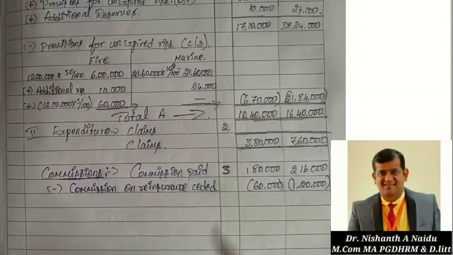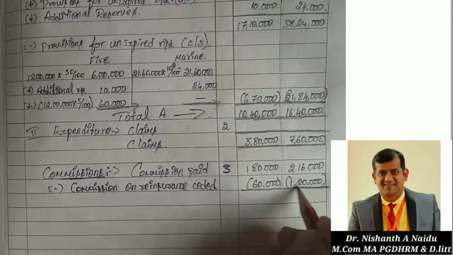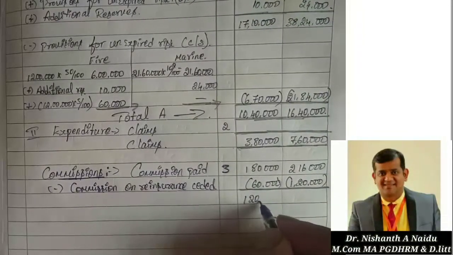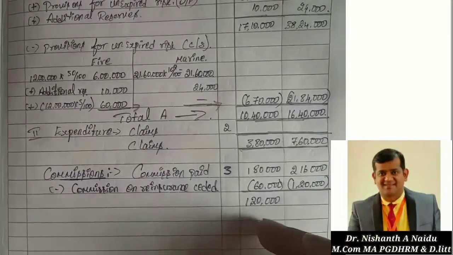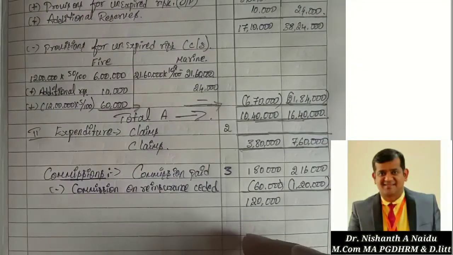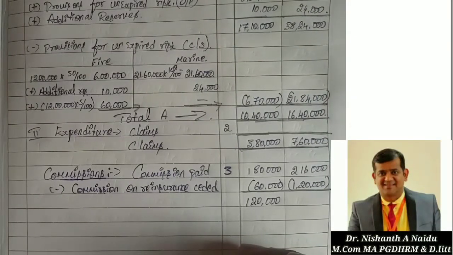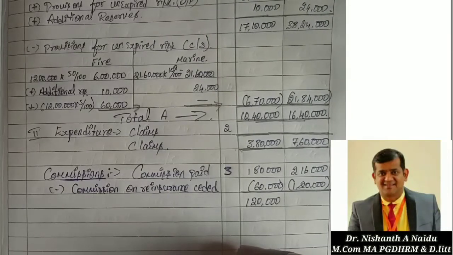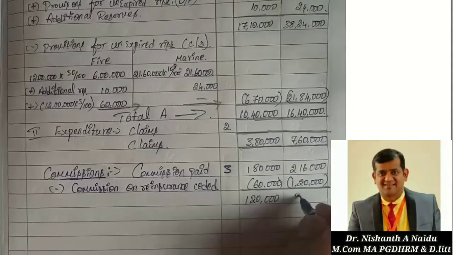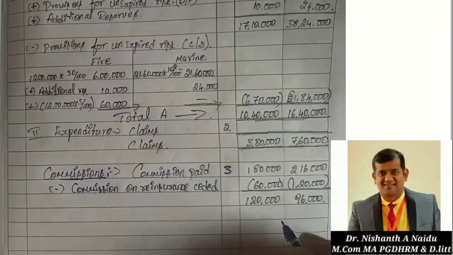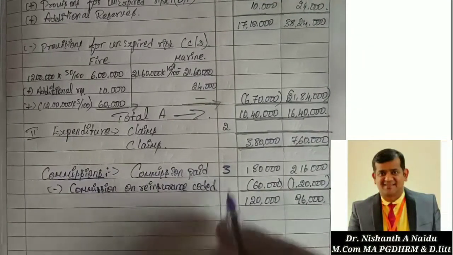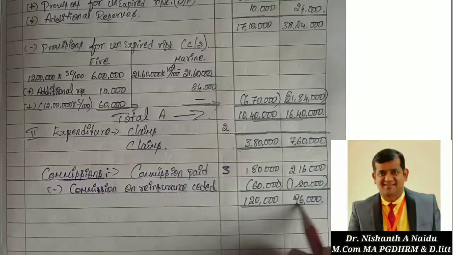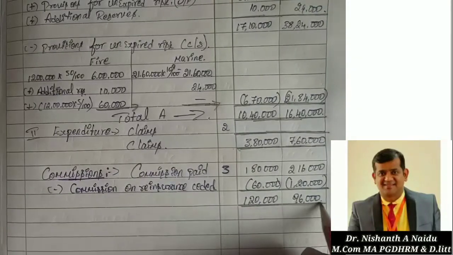So now deduct: 1,80,000 minus 60,000 comes to 1,20,000. Then 2,16,000 minus 1,20,000 is 96,000 rupees. So this is the total of schedule number 3. Close it down.